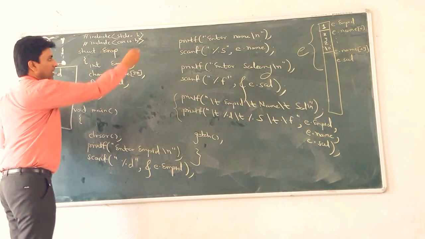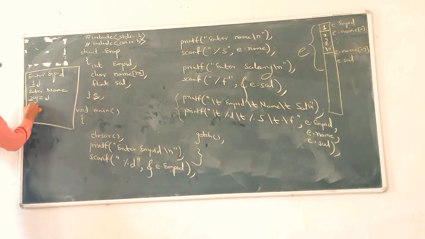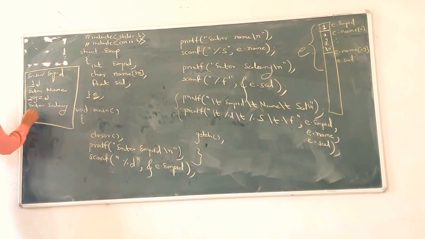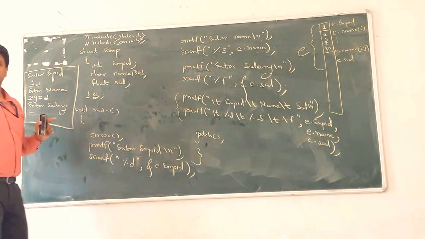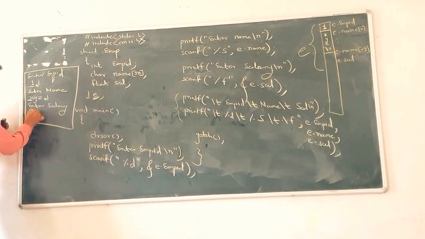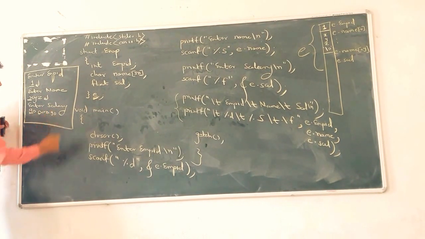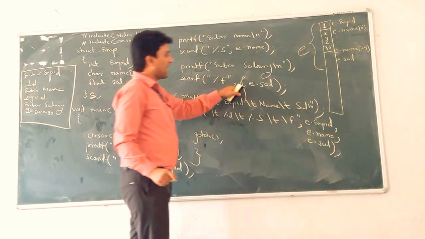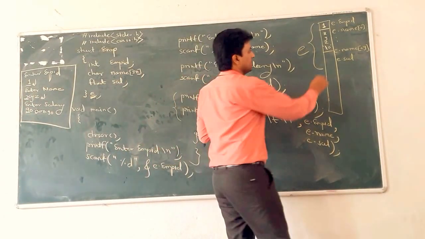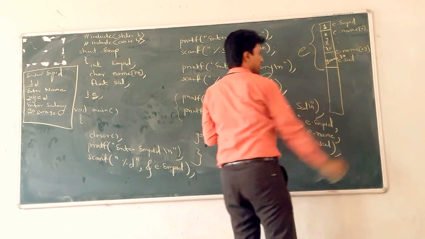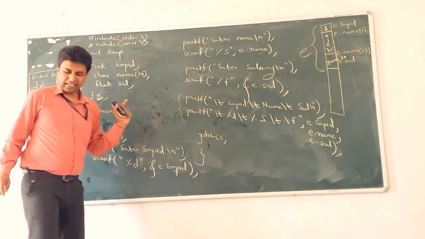Next, after that, enter salary. This message gets printed. After that, percentage f, cursor is blinking. For salary, suppose the salary is 9000.90. So this is a float. This salary is saved at the address of e dot salary. So e dot salary is 9000.90. So the salary is saved in the salary.